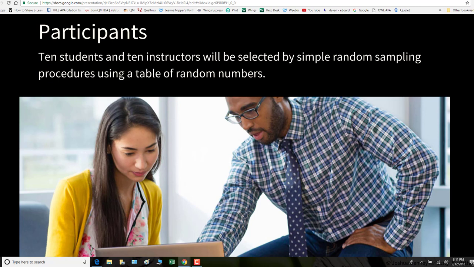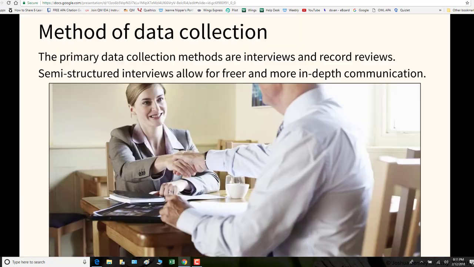Likewise, students enrolled in courses during the interview timeframe will each be assigned a number. Of these numbers, 10 will be randomly selected from a table of random numbers. These 10 students will be asked to participate in the study. These procedures will be followed to best represent both the student and instructor populations.